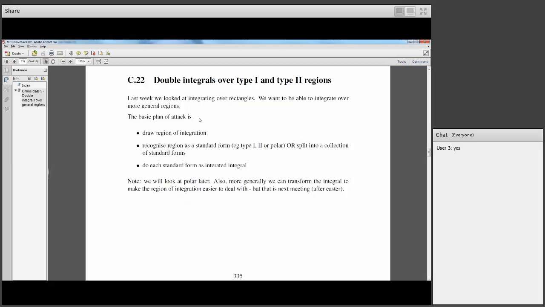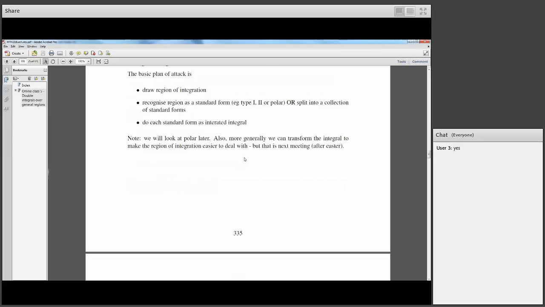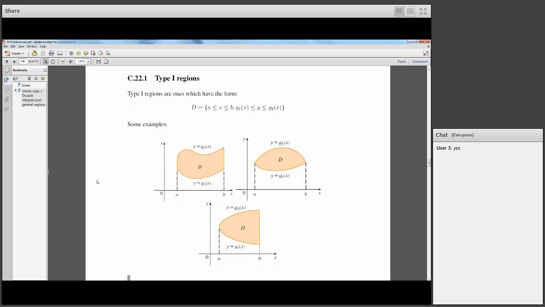So that's the basic plan of attack. So I guess what we need to spend some time on now is recognizing what the standard forms are. I want to look at each of them: type 1, type 2, and polar. So the first ones are called type 1 regions.